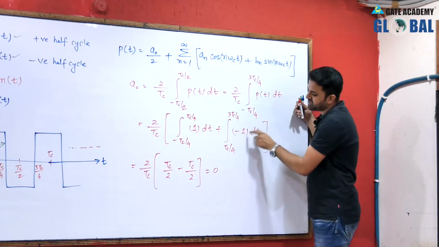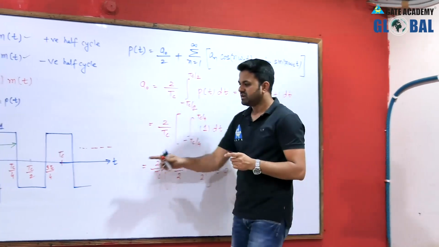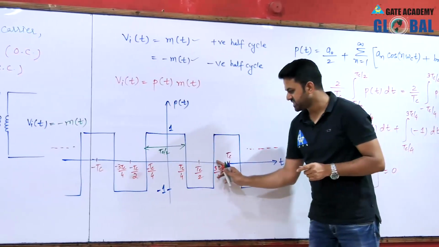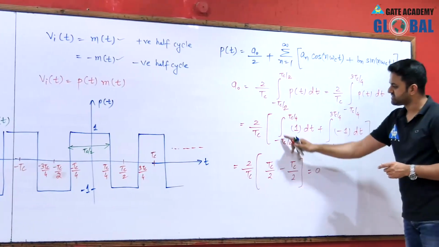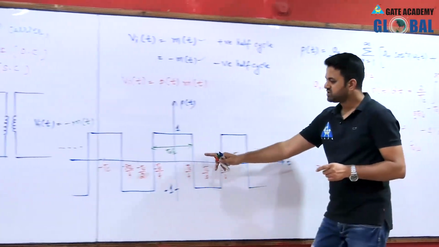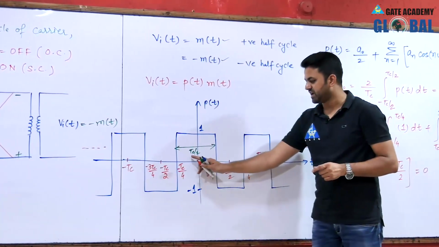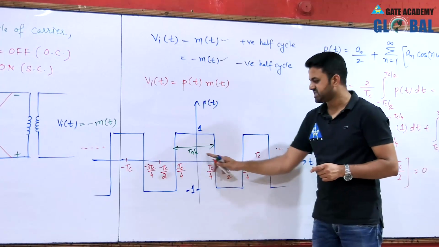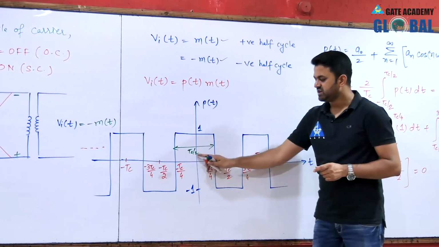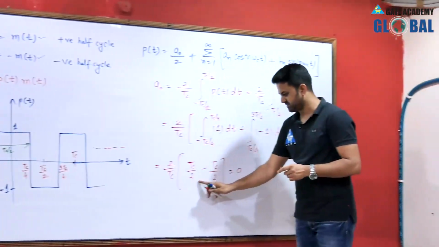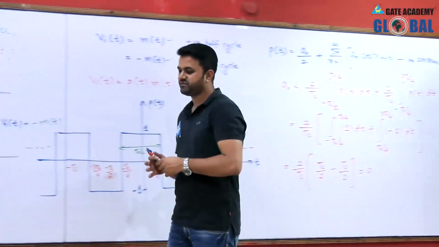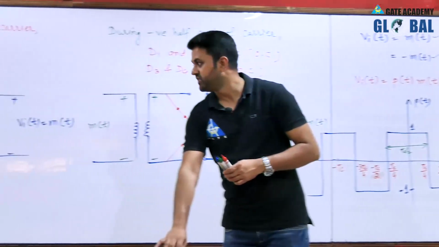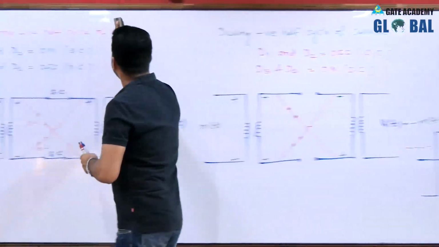So, integration is nothing but the area. Area, that means minus 1 into this time period. So, we get minus Tc by 2, and for this upper half we calculate the area, then this base is Tc by 2 and this height is 1. So, we get Tc by 2. So, this is Tc by 2 and it will get cancelled, and the value of A naught is 0. Now, we will calculate the value of An.